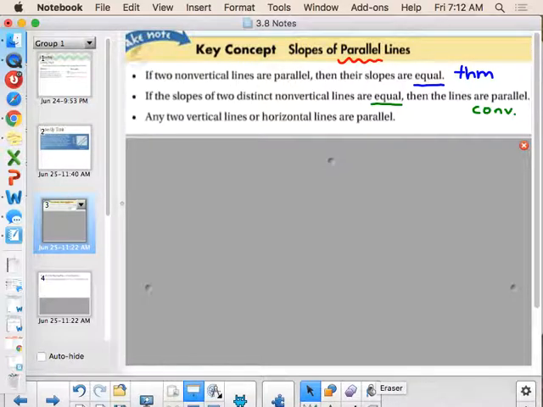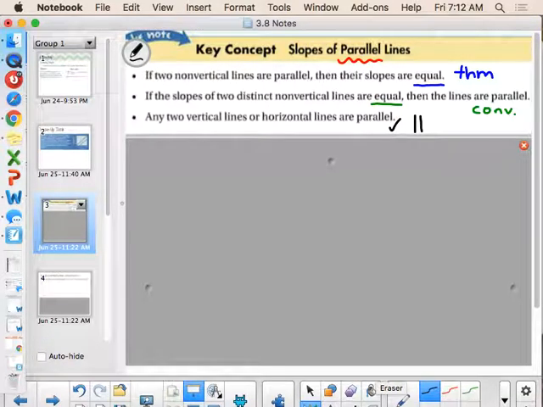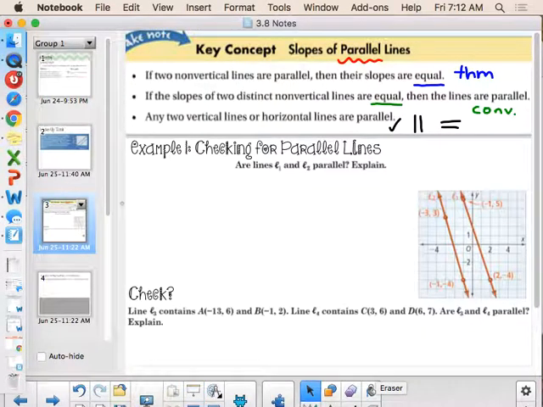Another given fact: any two vertical lines or horizontal lines are parallel. So here are two vertical lines, they're parallel. Here are two horizontal lines, they are parallel. Let's go on to our first example.